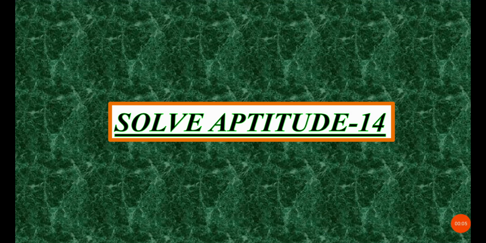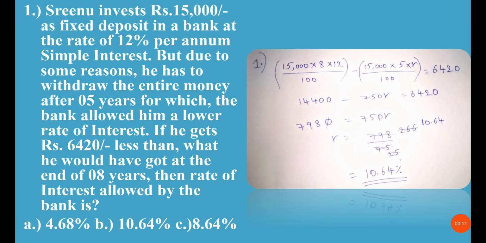In this video, we are going to discuss some important banking problems and solutions. Let's get started. The first question is: Srinu invests 15,000 rupees as a fixed deposit in a bank at the rate of 12% per annum simple interest. But due to some reasons, he has to withdraw the entire money after 5 years, for which the bank allowed him a lower rate of interest. If he gets 6,420 rupees less than what he would have got at the end of 8 years, then the rate of interest allowed by the bank is?